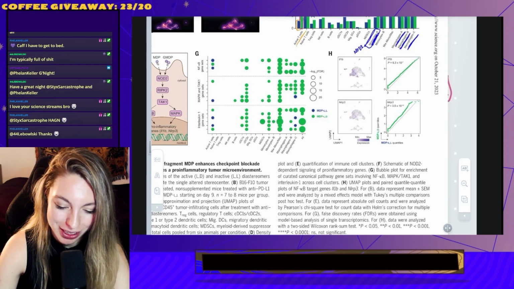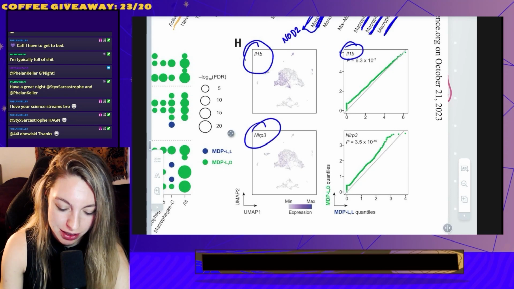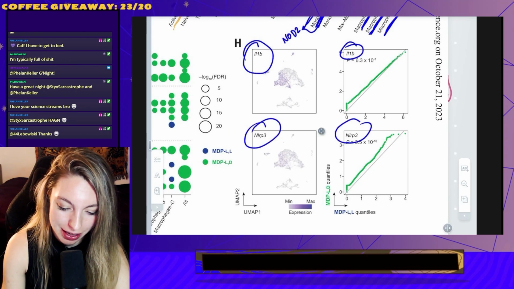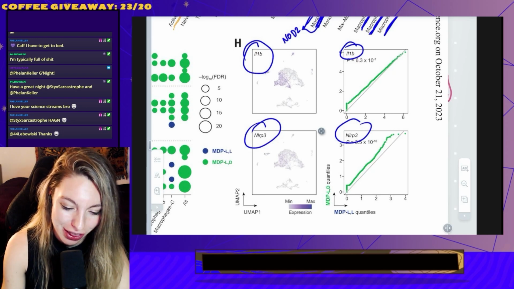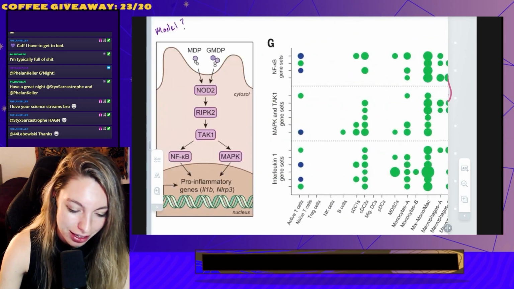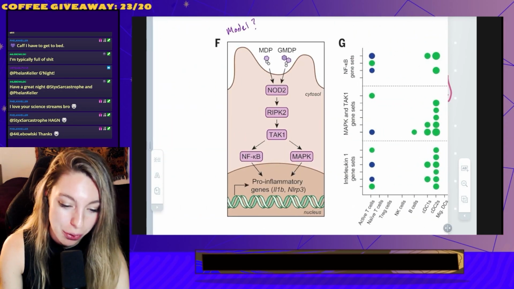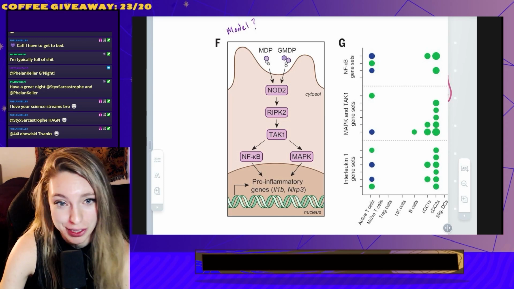Basically these are different inflammatory genes that are turned on. And they say that there's more inflammatory genes turned on when they add the active MDP peptide. And then this is just a schematic of how this is all working, or how they think it's working. And this is the last thing, and then I'll be done with this paper.